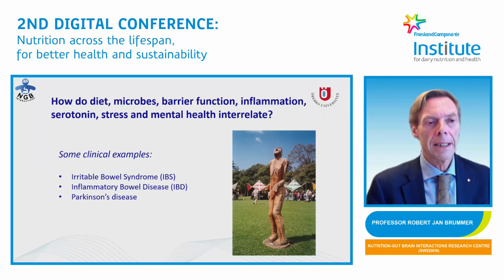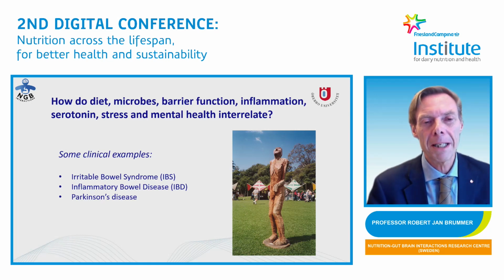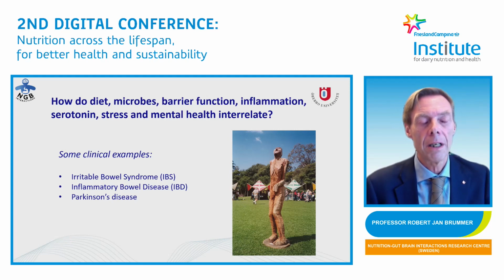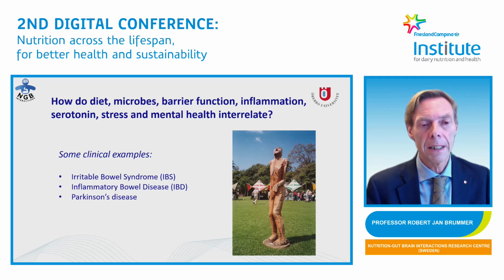So some clinical examples of how diet, microbes, barrier function, inflammation, serotonin, stress, and mental health interrelate. Irritable bowel syndrome is associated, for example, with depression and anxiety. About 30–40% of irritable bowel patients suffer from this. But if you look at subjects with diarrhea-predominant irritable bowel syndrome, in my practice, it's much higher. It's over 90% of these patients who qualify for depression or qualify for an anxiety problem.